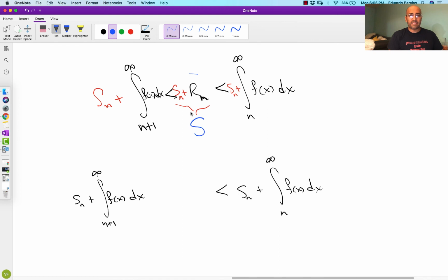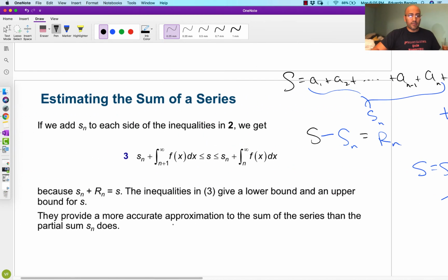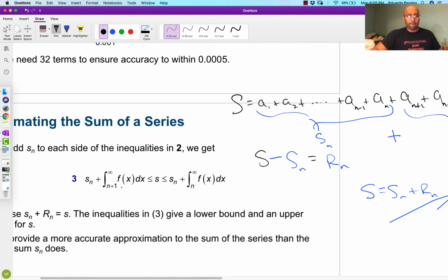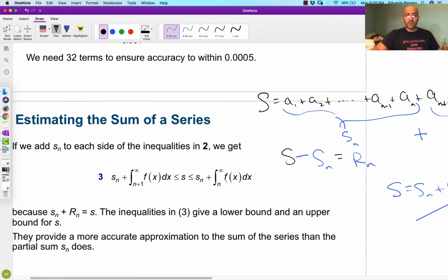So this is s, not an integral, so s. And so we have this inequality here. Right, that's the inequality that we have over here. S sub n plus the integral from n plus 1 to infinity of f of x dx is less than or equal to s, less than or equal to s sub n plus the integral from n to infinity of f of x dx. Good.